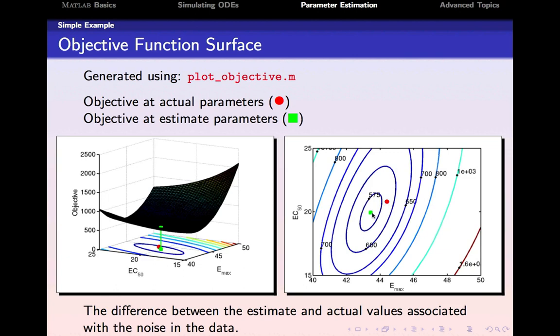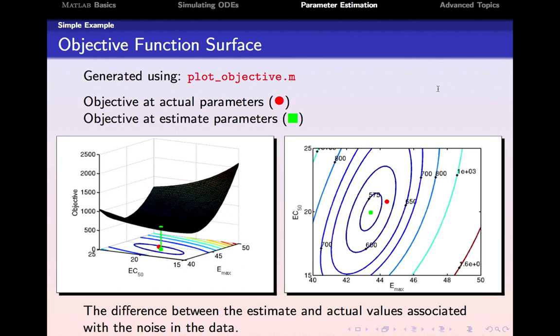So you can see that the estimated parameters pretty much lie right where we would expect the minimum to lie. So we've got a pretty good handle on the estimate. And we can look in this area and see that there doesn't appear to be any other local minima involved. The difference between the green dot and the red dot is associated with the noise that was added to the data. And if you want to generate this figure yourself, you can use the command plot_objective, and it'll generate this entire figure for you.